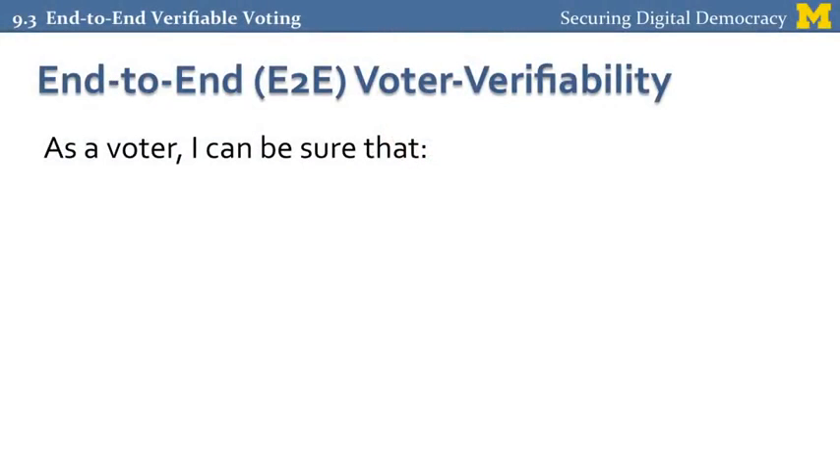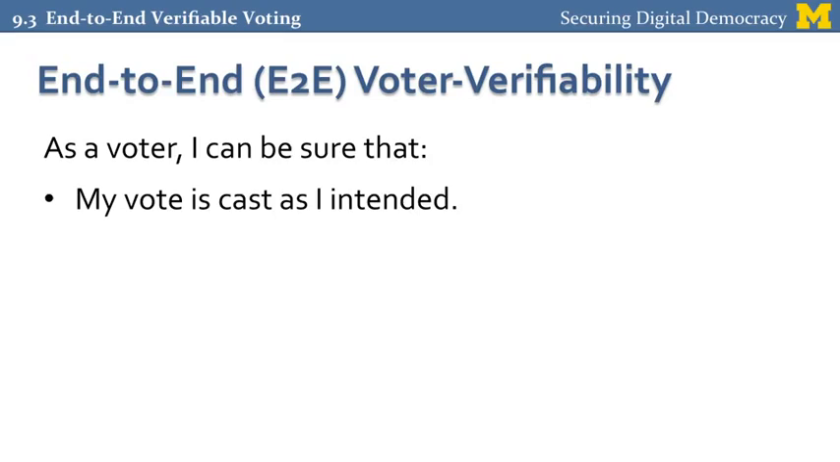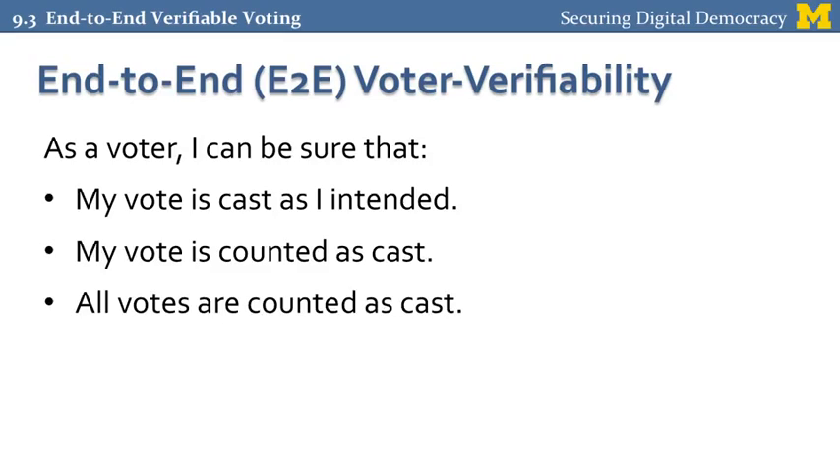But let's say we wanted to have some way to dispel this doubt. We actually wanted to have a system that could give every voter some notion of verifiability. So this is what end-to-end or E2E voter verifiability is all about. In an E2E system, as a voter, you can be sure that your vote is cast as you intended, that your vote is counted as you cast it, and that all votes are counted as cast. And this isn't just in principle. I actually mean that you can verify that your personal vote was counted the way you cast it.